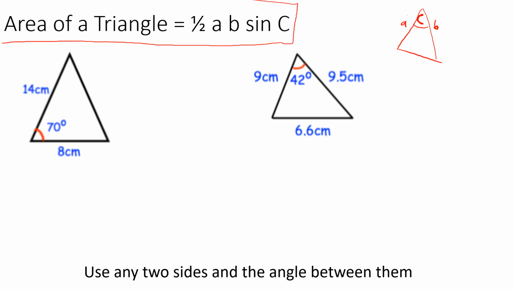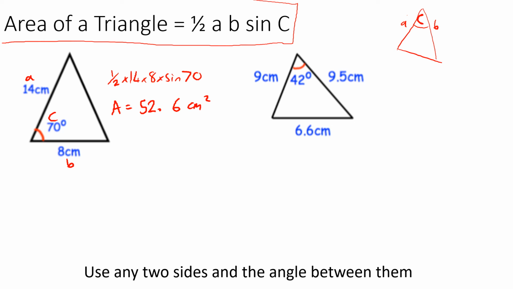So we've got here 14, an 8, and a 70 in between them. So this is going to be our A, this is going to be our B, and this is going to be our C. So let's find our area. We just need to do a half times 14 times 8 times sine 70. That's going to give us an overall area there of 52.6 centimeters squared. Simple as that. Stick them in the formula and we're done.